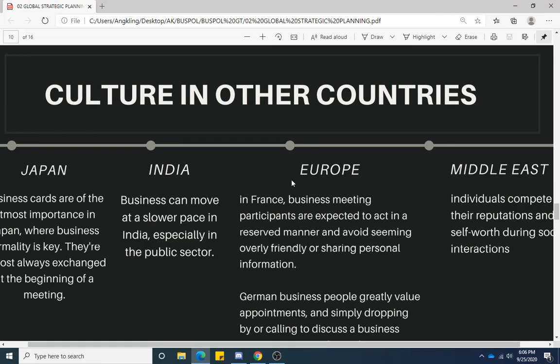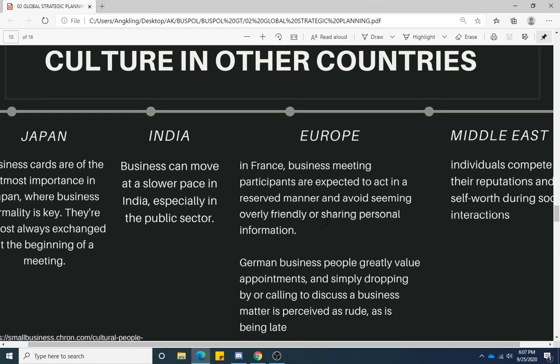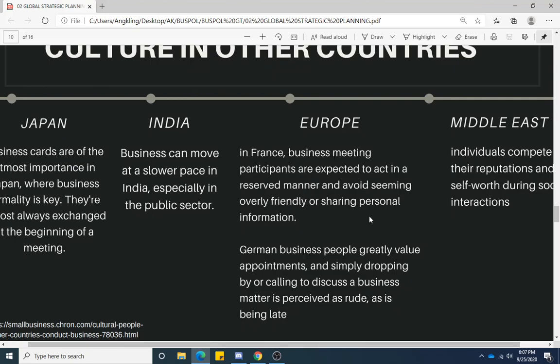In Europe naman, in France, in business meetings, participants are expected to act in a reserved manner, avoiding seeming overly friendly. So they're just straightforward in terms of business, so they don't put up a personal relationship or a relationship first. Unlike here in the Philippines, before you conduct business, di ba, you have to build muna a relationship. That's the definition of business here in the Philippines, di ba? Like kamusta ka? Like, let's have a coffee. Here in Europe, the setup is they want to be straightforward and do business right away rather than getting to know the person or participants in the business meeting.